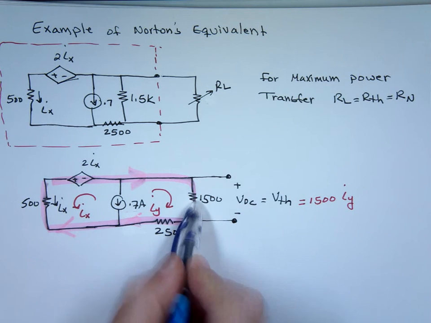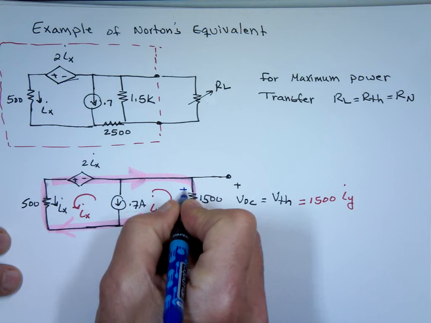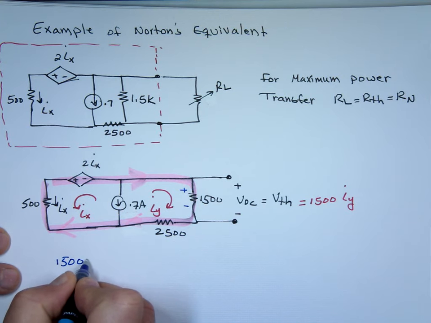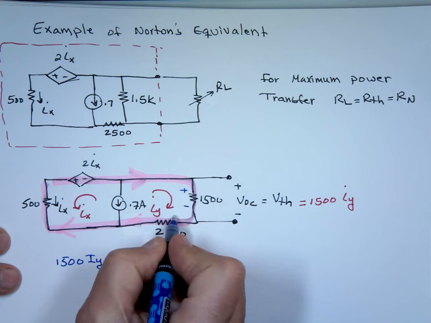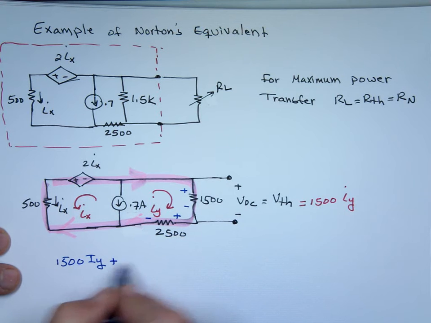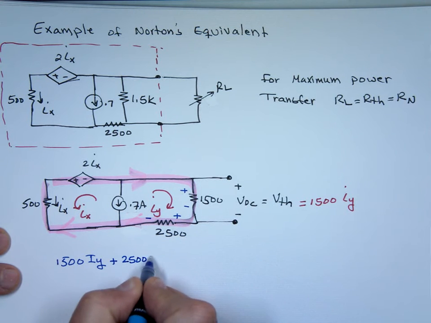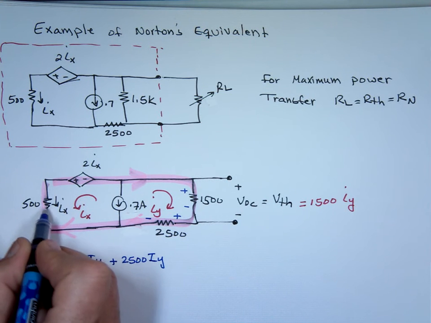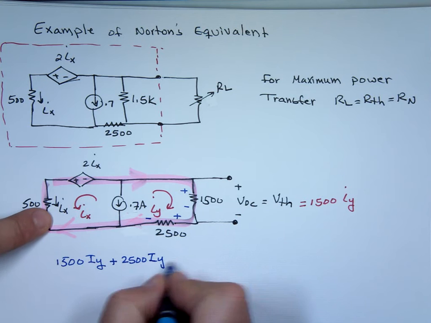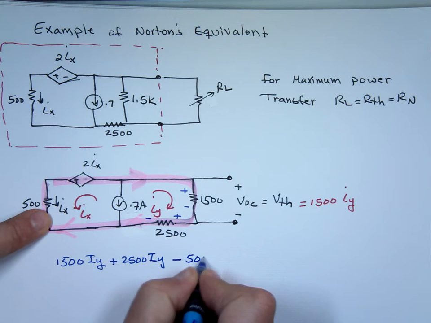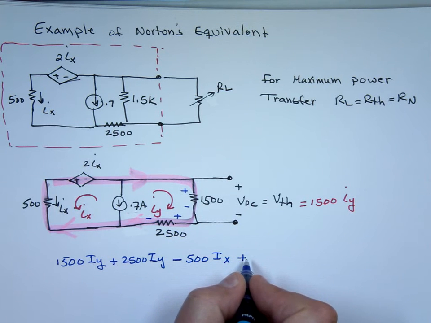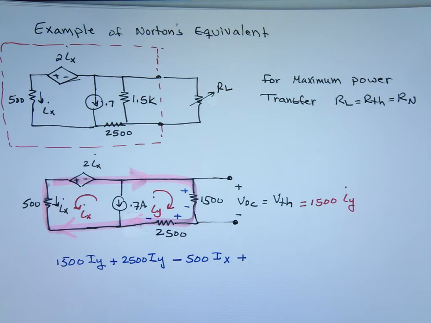So let's begin with this. The voltage drop as you go in this way, that's plus to minus, 1,500 I sub y. Plus to minus, 2,500 I sub y. Continue up here. That's going to be what? Negative 500 times what? I sub x. And this is what? Plus 2 x. Is that just 2 or 2k? Yeah, I guess 2.